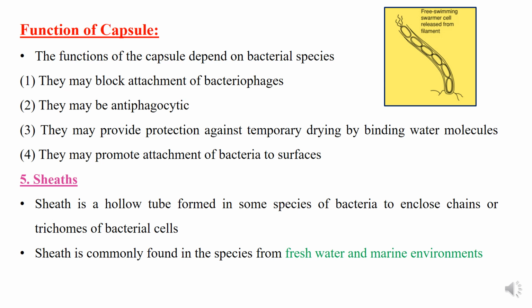After the capsule, we can see sheath-like structures in some bacteria, especially in aquatic environments. What is this sheath? A sheath is a hollow tube formed in some species of bacteria to enclose chains or trichomes of bacterial cells. Here you can see the sheath-like structure where bacterial cells are enclosed, and this sheath is commonly found in freshwater and marine environments.